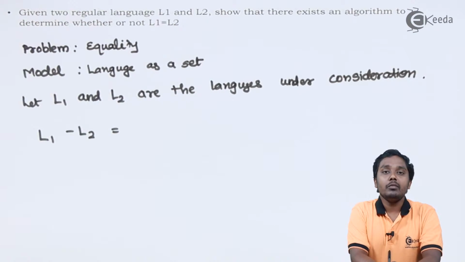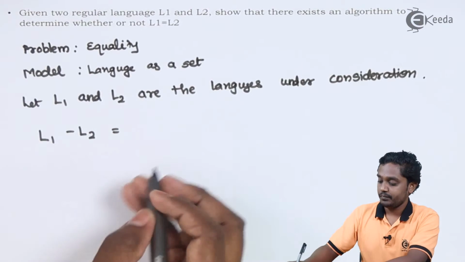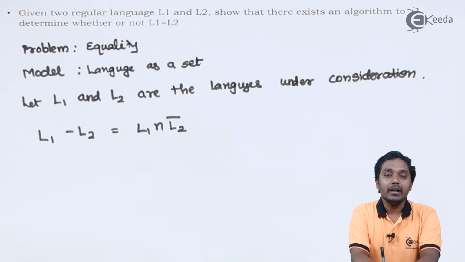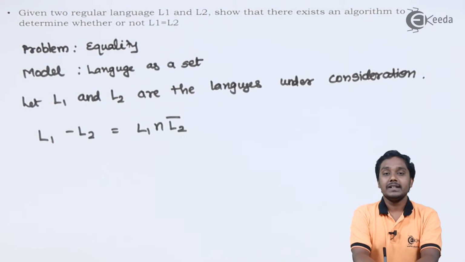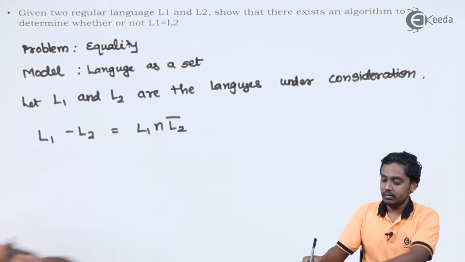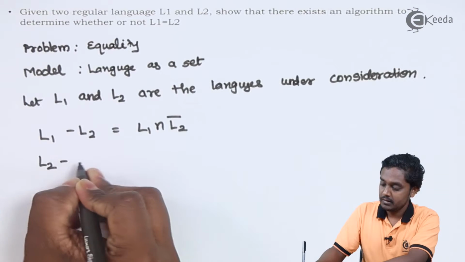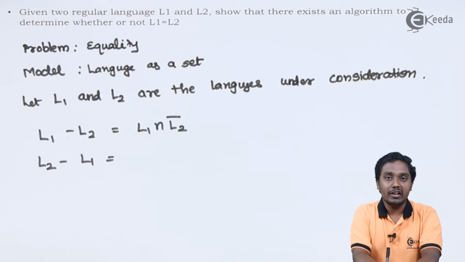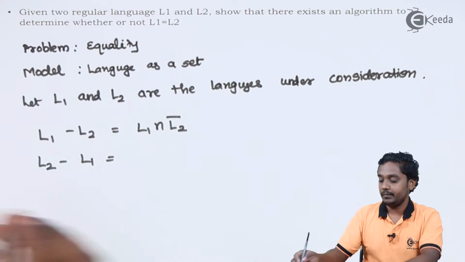We know that L1 minus L2 is a set of all strings in L1 which are not there in L2, which could be represented using L1 intersection L2 complement. Similarly, we know that L2 minus L1 are the set of strings in L2 which are not there in L1.